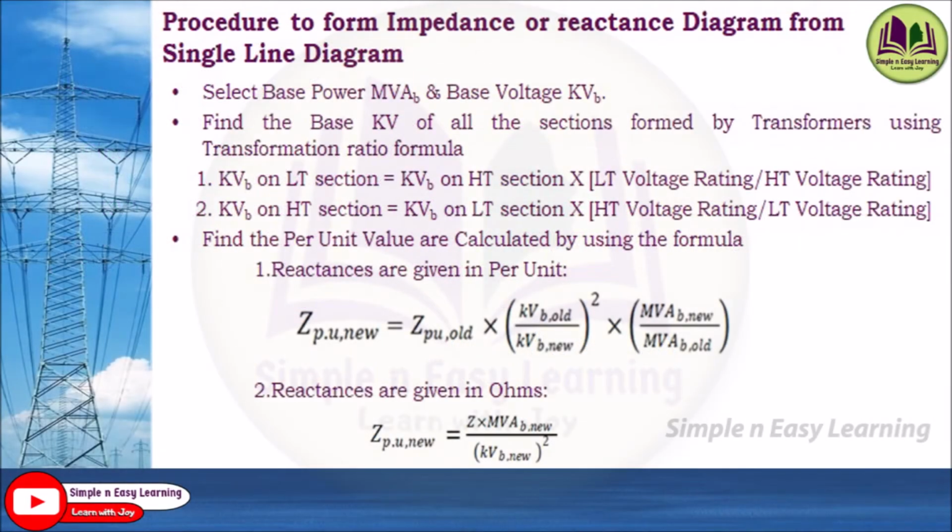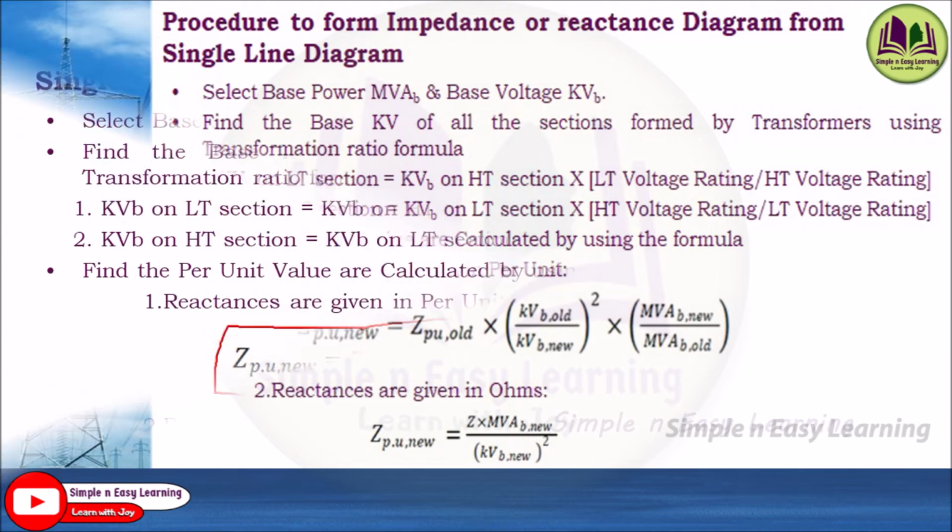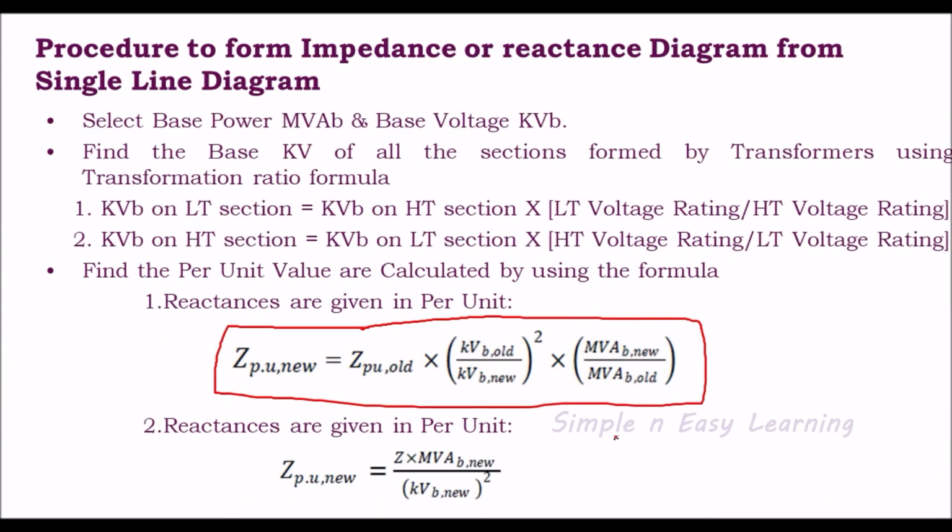Then the next one, reactance values are given in ohm. So it's not in per unit; if it is given in ohm, in such a case we need to find using this formula. Especially in transmission lines, the reactance values will be specified in ohm, like 1.6 ohm transmission line or 0.5 ohm transmission line. Like that they will be specifying in the transmission line. In such a case we need to apply this formula to find out the new per unit value.